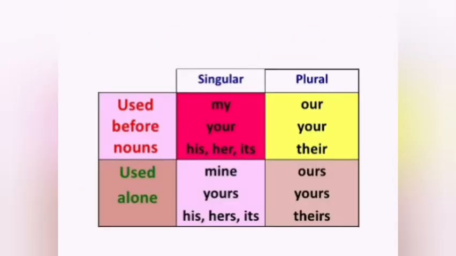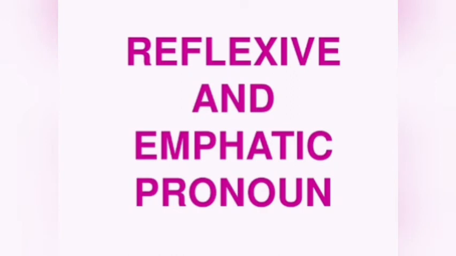Next. Used before nouns: my, your, his, her, its, our, your, their. This is plural. Used alone: mine, yours, his, hers, its. My, it will be mine. Your, yours. His, it will be his. Her, it will be hers. And its, it is its. In case of plural, when you use possessive pronouns, it would be ours, yours, and theirs. Next come reflexive and emphatic pronouns. Already you have completed these things in our book.